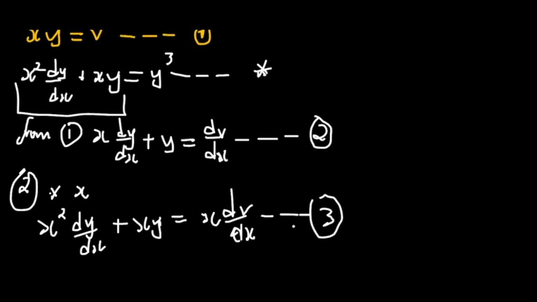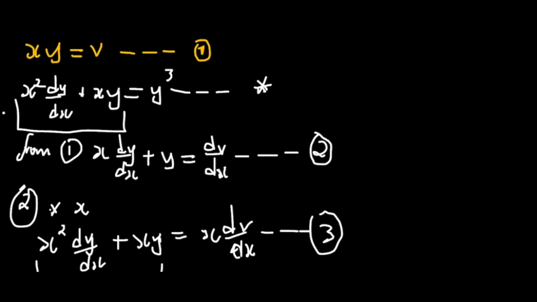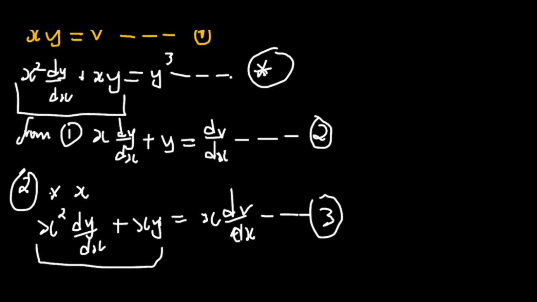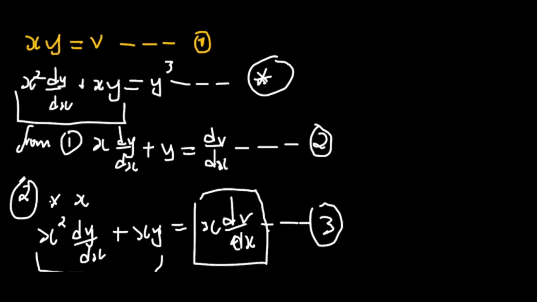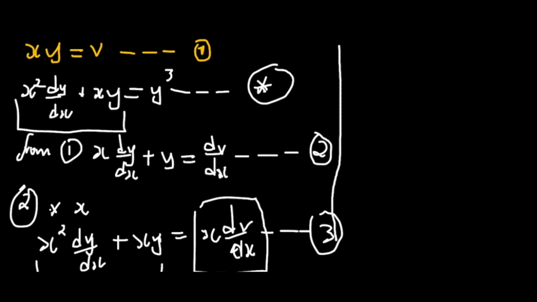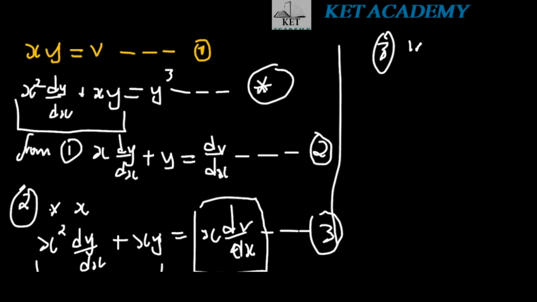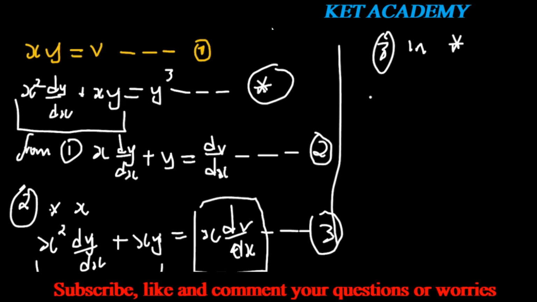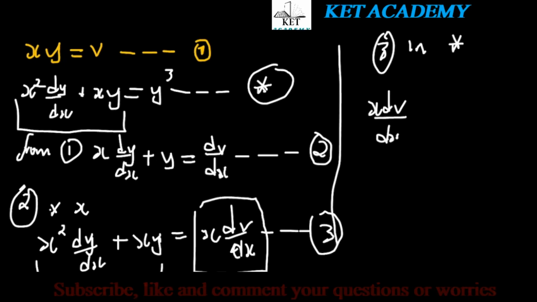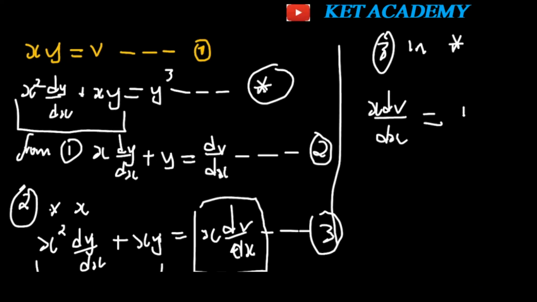Now if we look at this very well, we notice that the left hand side is exactly the same as that in our equation star, which was the original equation that was given to us. So instead of writing x squared dy/dx plus xy, we're simply going to replace it with x dv/dx, since we want to express our variables in terms of x and v only. So putting equation 3 in equation star, therefore we're going to have x dv/dx equal to y cubed.